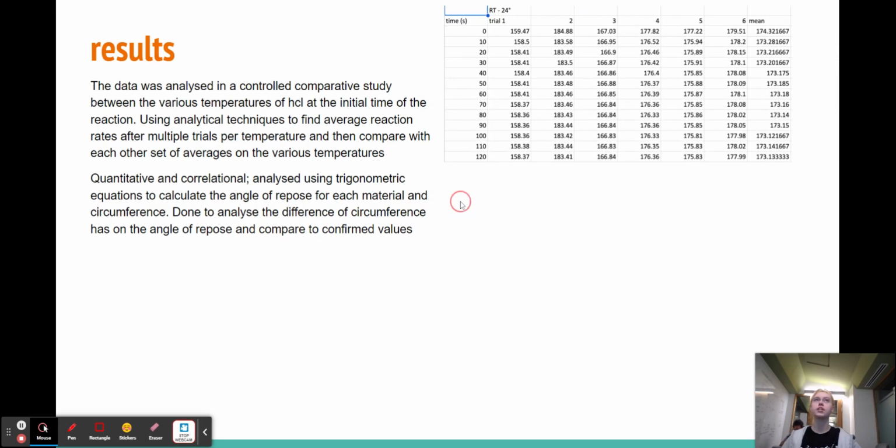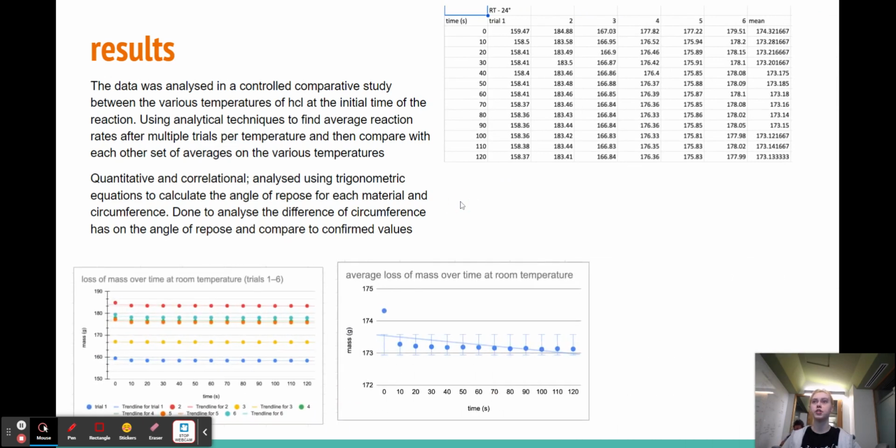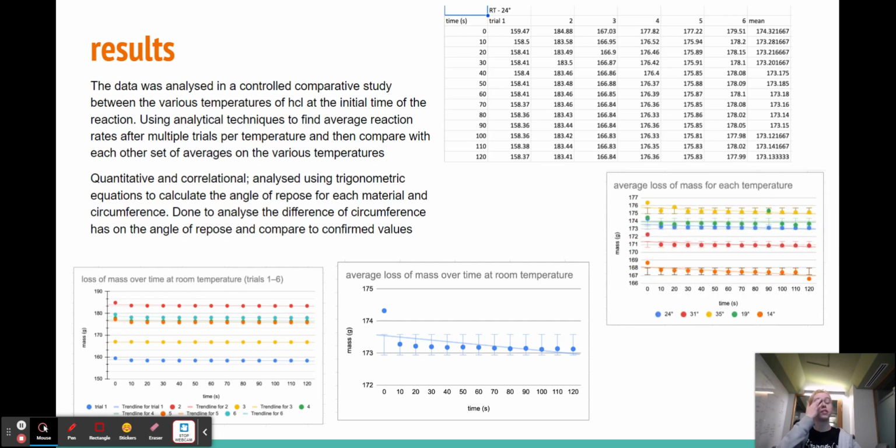The data was analyzed in the first experiment using mostly raw data being displayed over graphs, comparing first the loss of mass over time at room temperature between all the trials taken at the room temperature hydrochloric acid. Those are then displayed as an average loss at the room temperature. Finally, all of the averages over each temperature have been compared in the third graph to show the relationship between temperature and the rate of reaction.